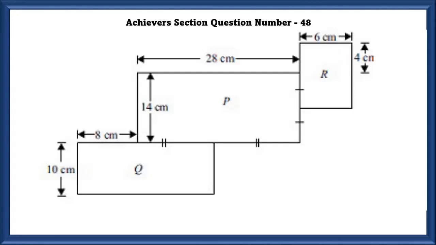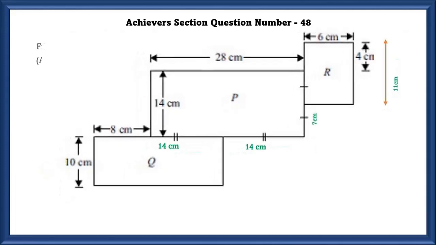As we can see here in the top, 28 centimeter over here at the bottom is divided into 2 equal halves. So 28 divided by 2 is equal to 14 centimeters each. Over here 14 centimeter similarly is divided into 2 equal halves. So each half is equal to 7. Over here in the R rectangle, one half of one side is 7 centimeters and the other half is 4 centimeters. So totally this side will be 11 centimeters.